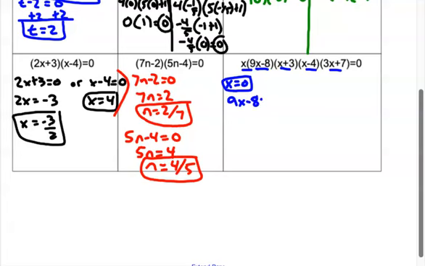9x minus 8 equals 0 needs to get done. So let's just solve that while we're here. Add 8 to both sides. 9x equals 8.